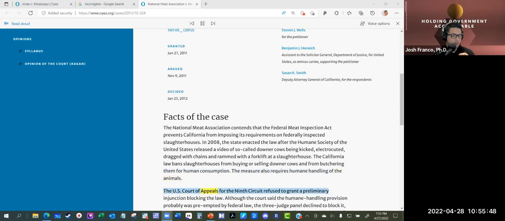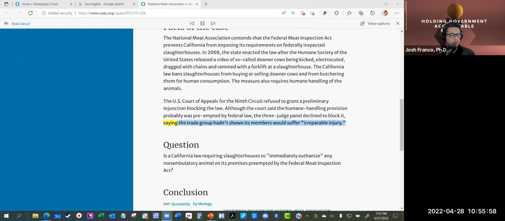The U.S. Court of Appeals for the Ninth Circuit refused to grant a preliminary injunction blocking the law. Although the court said the humane handling provision probably was preempted by federal law, the three-judge panel declined to block it, saying the trade group hadn't shown its members would suffer irreparable injury. Question: is a California law requiring slaughterhouses to immediately euthanize any non-ambulatory animal on its premises preempted by the Federal Meat Inspection Act?